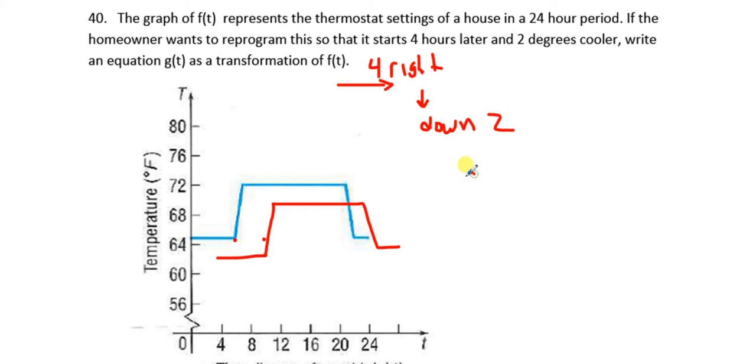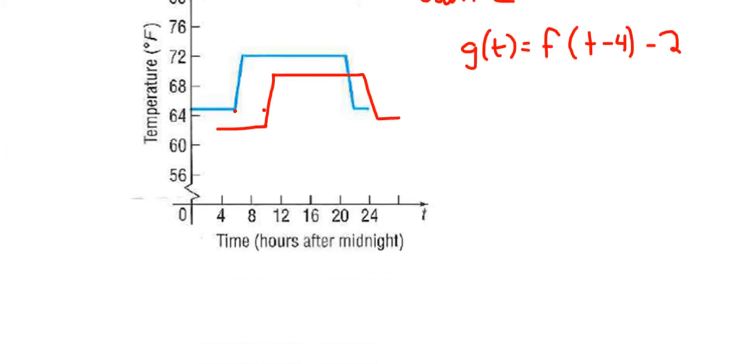Right, equation. So g of t, basically we want to do the same thing we did on the problem before, where we have g of t is equal to f of t, but we take f of t and we move it 4 to the right. So that's going to be t minus 4. That's going to move it 4 to the right. And then we're going to make it 2 degrees colder, so we're going to subtract 2. So it's f of (t minus 4) minus 2. And that should do it.